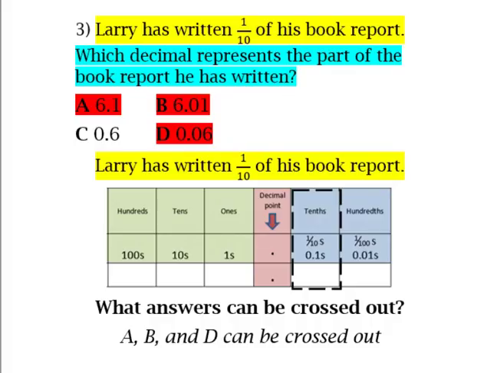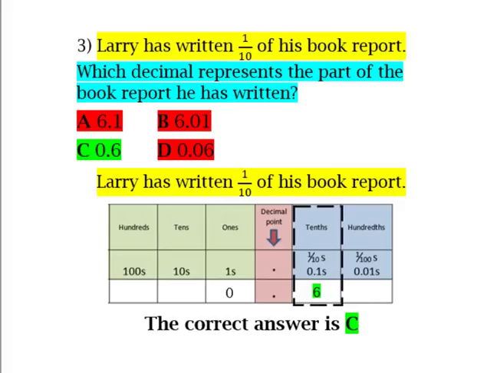And for D, the 6 is in the hundredths place, because after the decimal point, the first value right after the decimal is the tenths place, and then the second value after the decimal point is the hundredths place. So we were able to cross out A, B, and D. We only have one answer left. C is the correct answer. And if you notice on our place value chart, that 6 is in the tenths place.